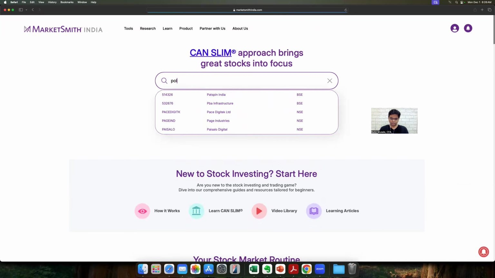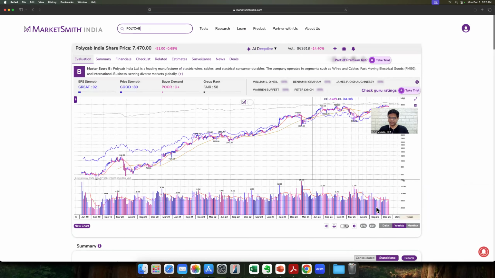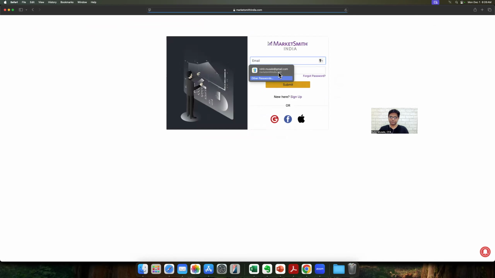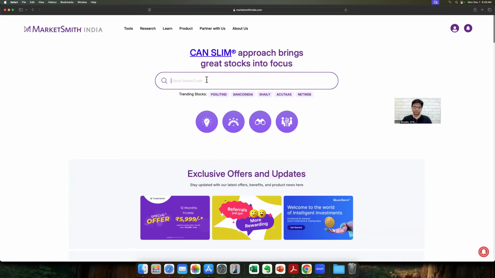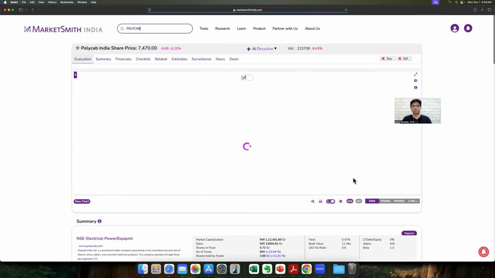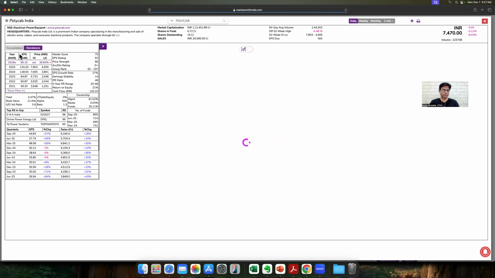Let's go to Polycab. I think Polycab had a cup with handle recently. Not recently, but let's see. It's asking me to log in. Yeah, that's a large cup with handle. Okay, you see this? Now notice this chart. It's a very good example.